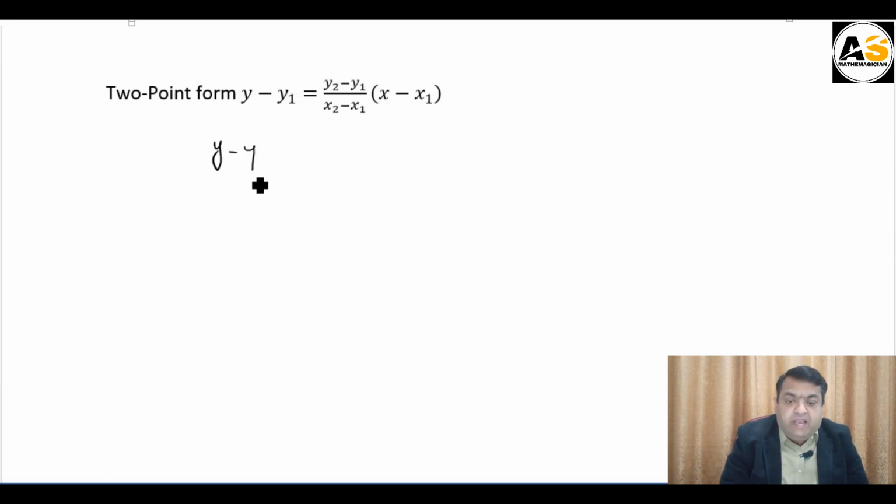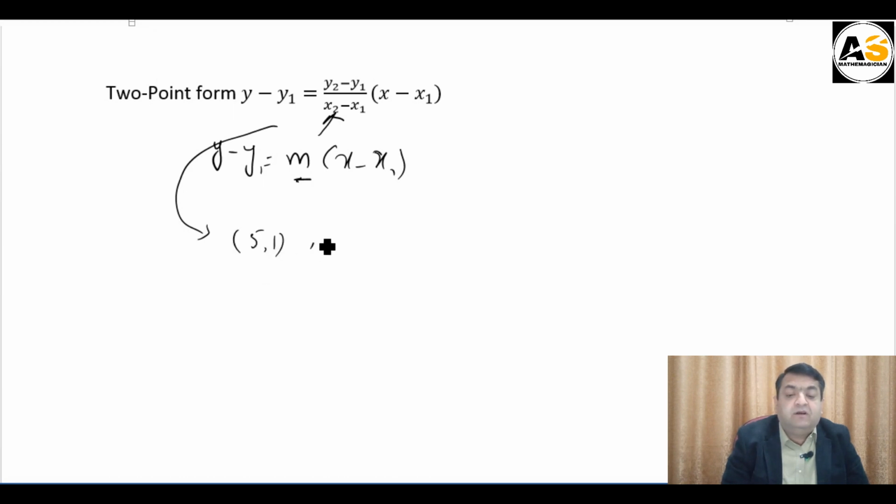Basically, we have this form y minus y1 is equal to m into x minus x1, which is the gradient point form, and this gradient is calculated from the given 2 points. So if we are given 2 points of a straight line, we can form its equation easily by using this formula. For example, we are given that a line passes through (5, 1) and (2, 6). So what is its equation?